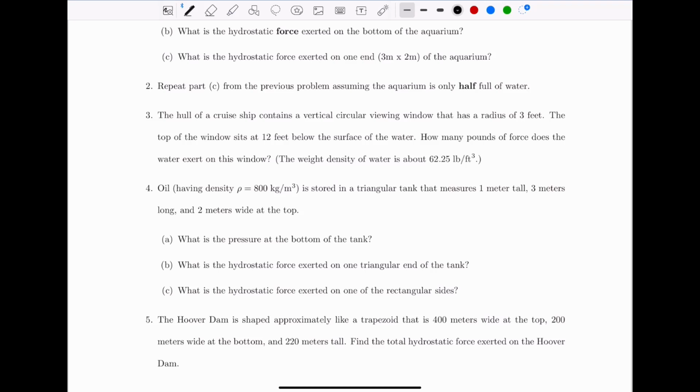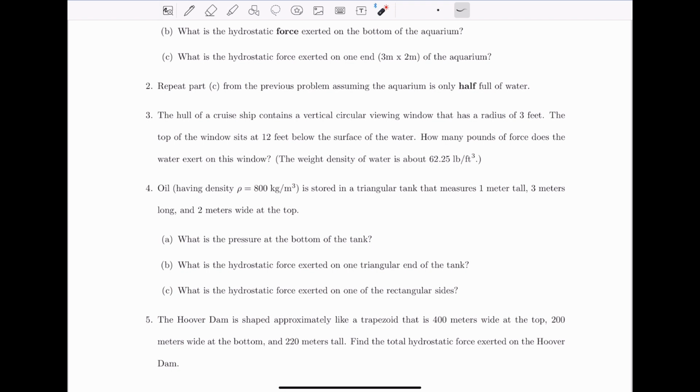Let's take a look at example 3. The hull of a cruise ship contains a vertical circular viewing window with a radius of 3 feet. And we're told that the top of the window is 12 feet below the surface of the water. We want to know, what is the fluid force exerted on this window? How many pounds of force does the water exert?